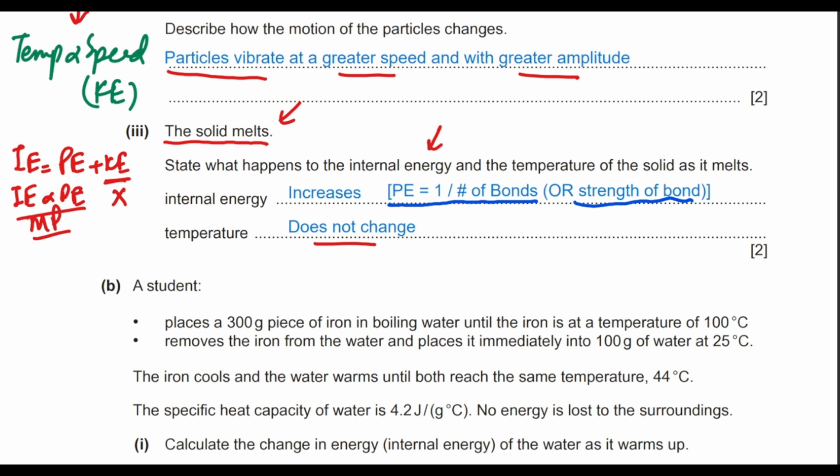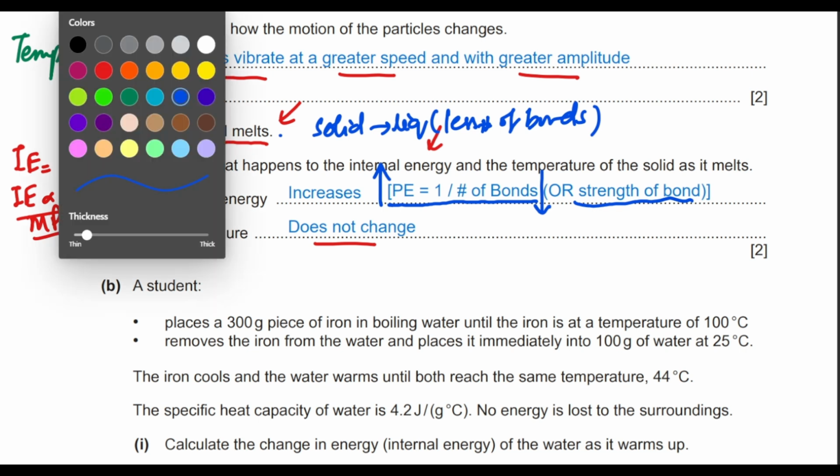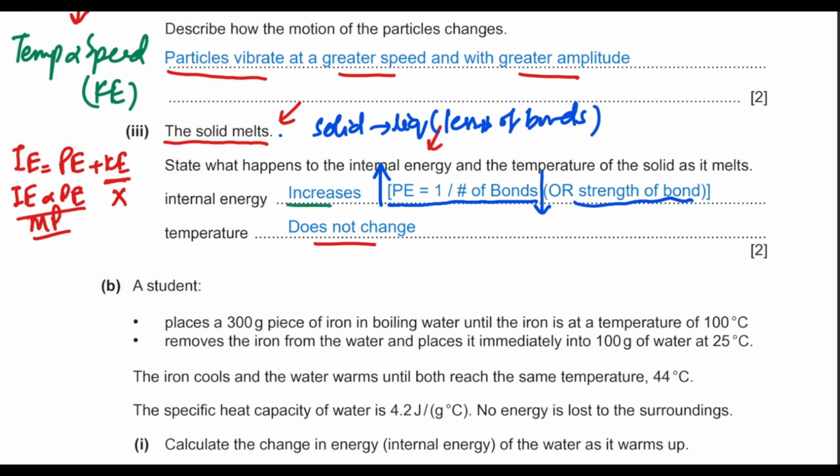Now we understand that if it melts, it goes from being a solid to a liquid. And liquid has a smaller number of bonds, right? So since the number of bonds decreases, the potential energy increases. It's counterintuitive, but that is how the physics concept goes, right? So that's why this answer is it increases.